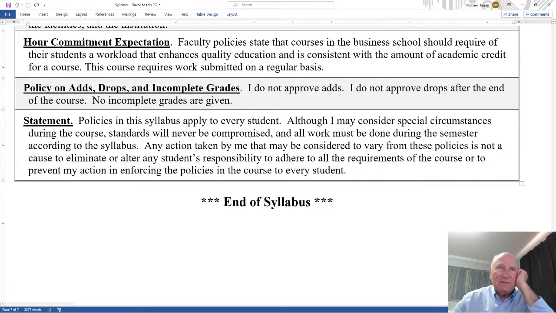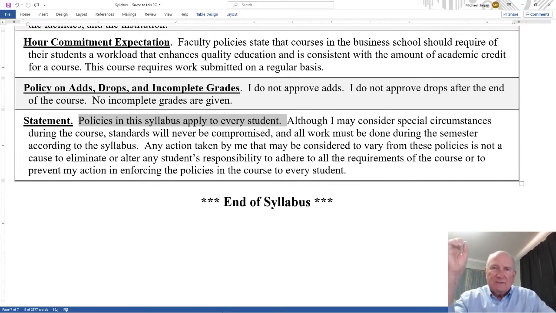Now, this last statement is important. Policies in this syllabus apply to every student. What I mean is I'm pretty strict on the policies for everyone. Some people bring up special cases. Once they bring special circumstances to the course, I will consider them, but I want everyone to know I will not violate the policies and procedures in the syllabus. Within that structure, I will help each student as much as I can in special circumstances, but I will stick to the policies, structure, and procedures of this course.